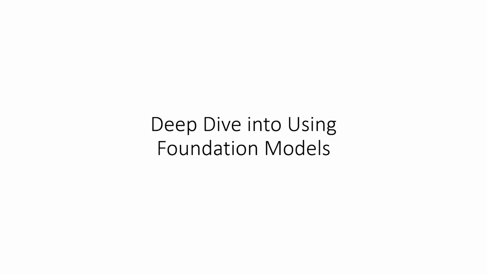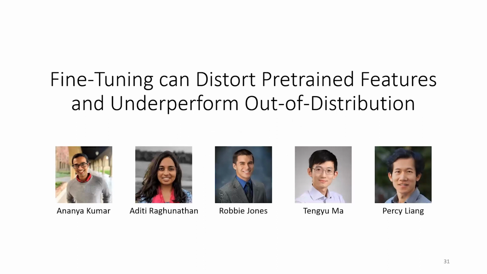Okay, so I've talked about the Center for Research on Foundation Models, and now I'll spend maybe 5 to 10 minutes doing a deep dive into using foundation models better. This is a paper that was an oral at ICLR last year on how fine-tuning can distort pre-trained features and underperform out of distribution. I think it'll highlight some of the things we should be careful about when we fine-tune models, and how we can come up with improved algorithms when we're conscious of what things we should care about.